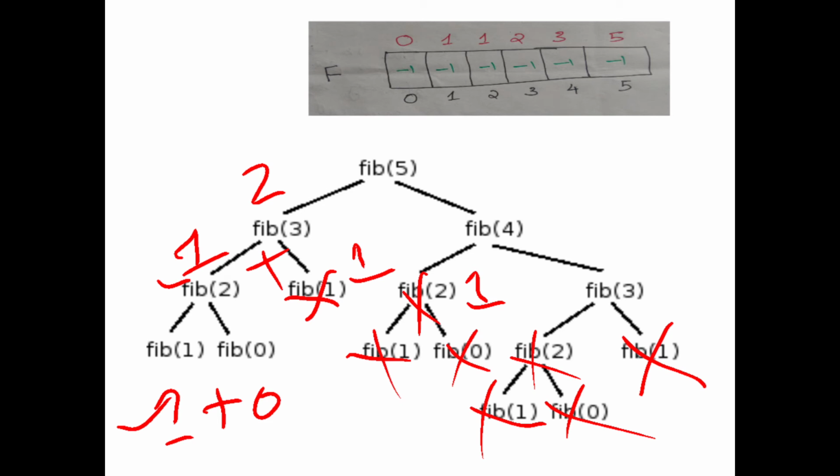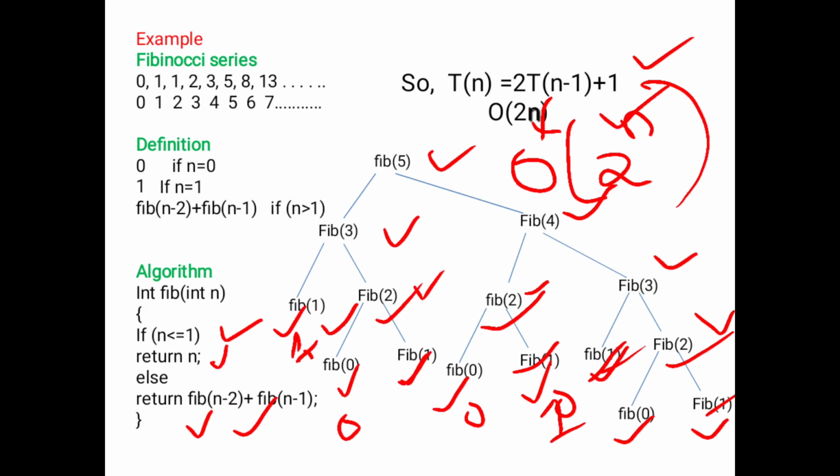Okay, then fif of 3 is already found, so this is not calculated. Just pick up that answer. So 2 plus 1, 3. So that is the answer of fif of 4. Okay, so in the previous tree, how many function calls were repeated here? Then 15 function calls are here.